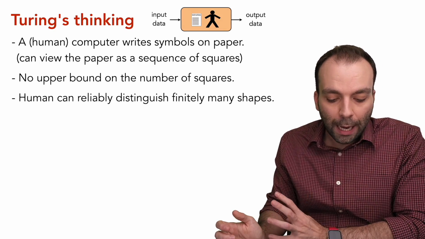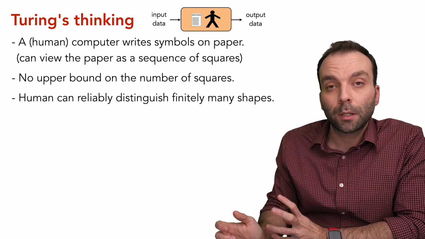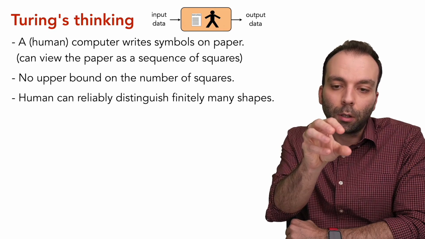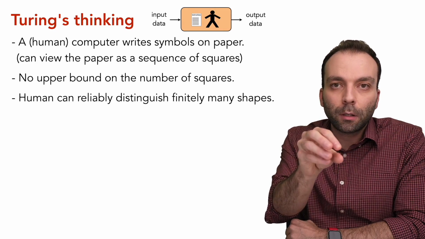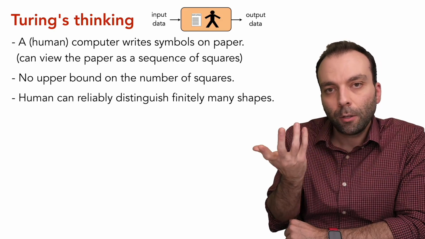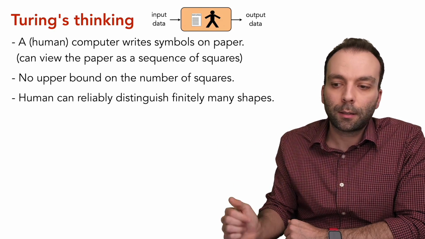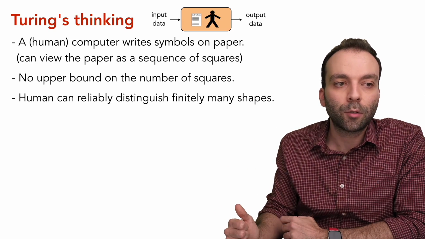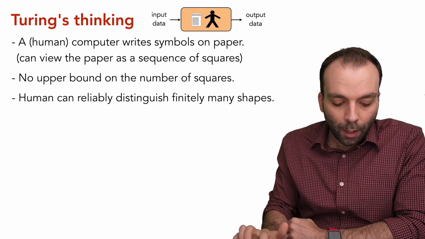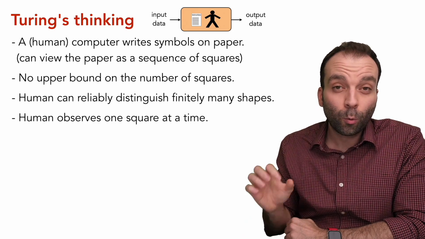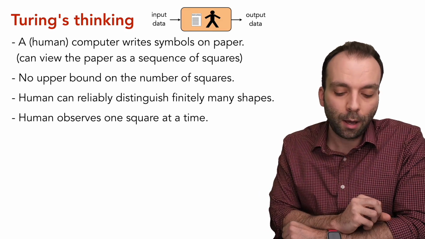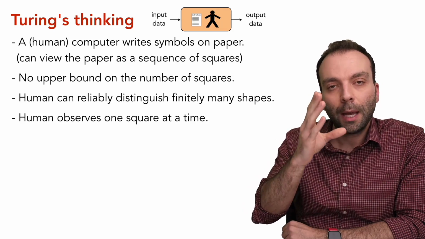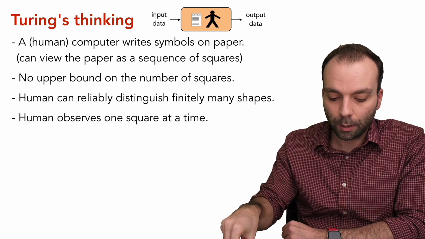He said humans can reliably distinguish finitely many shapes. If you look at a particular cell, that's some finite region of space. How many different symbols can you put there? Really finitely many. So this is his motivation to define the tape alphabet as a finite set, right? A tape alphabet is just a finite set of symbols. What else? He said a human observes one cell at a time. This corresponds to the tape head. You have some tape head, and that's where the human's focus is in some sense.